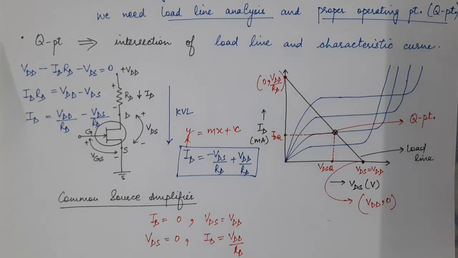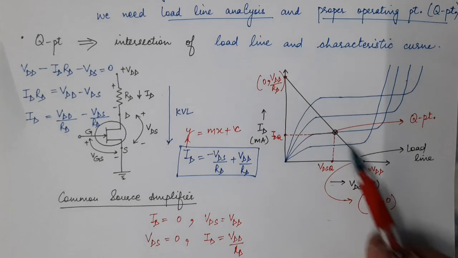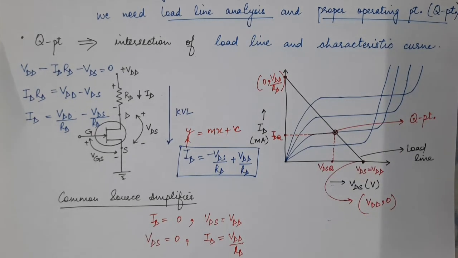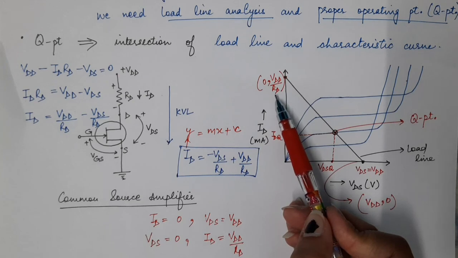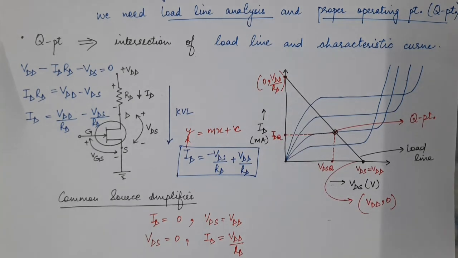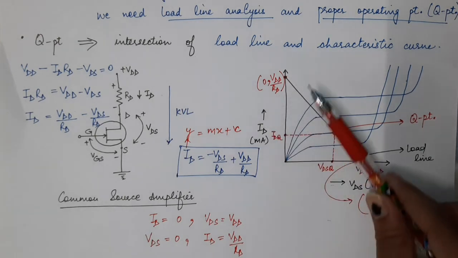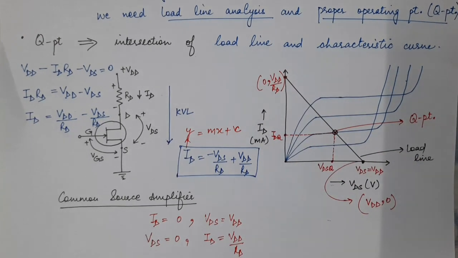So if the biasing is not proper, you have to ensure that this Q point is proper, means it lies in the middle of the load line or in the middle of the saturation region. And if it doesn't lie in the middle of the saturation region, you can change the value of VDD and RD. By changing the value of RD, you can change the slope of this load line, and you can shift the position of the operating point. So this is all about load line analysis in the case of a junction field effect transistor.